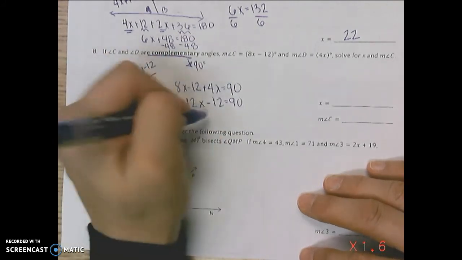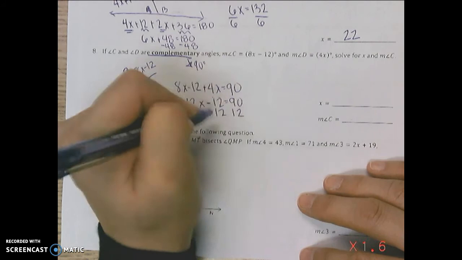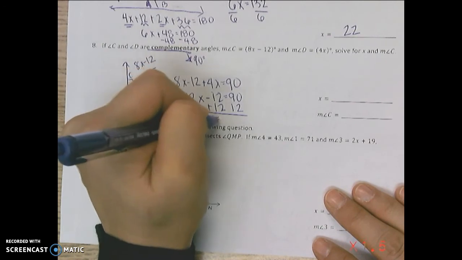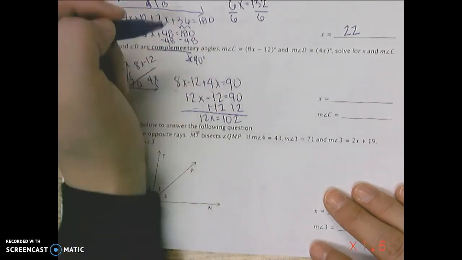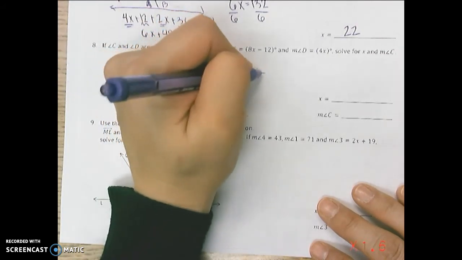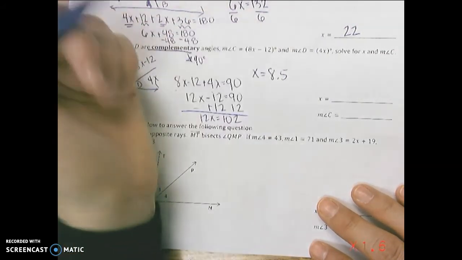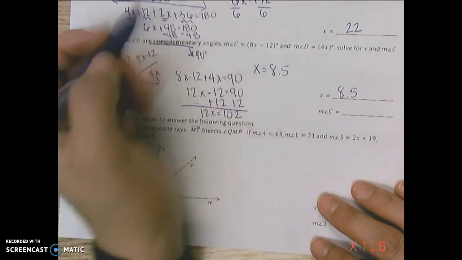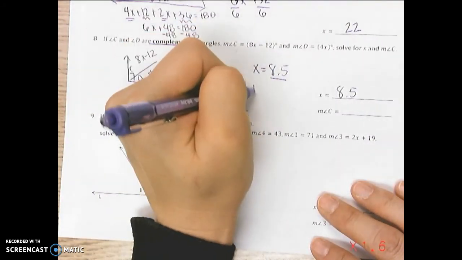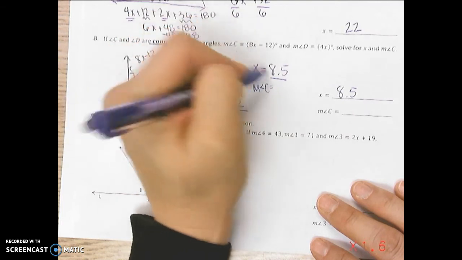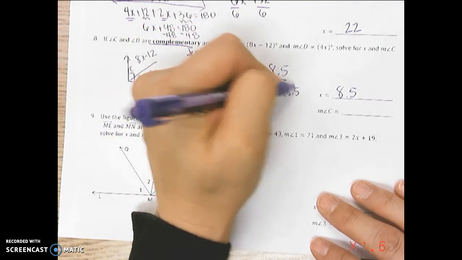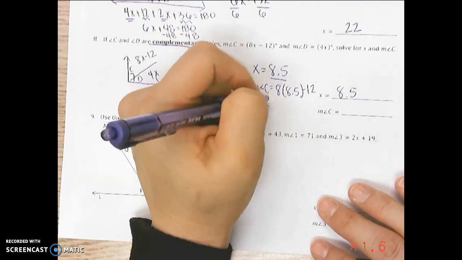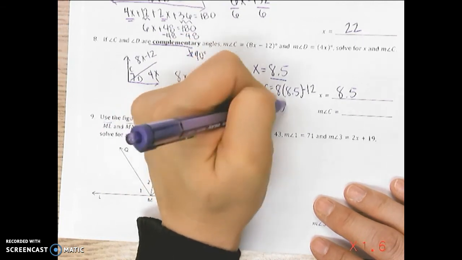I need to get 12x alone, so I'm going to add 12 to both sides. And I'll end up with 12x equals 102. Unfortunately, when I divide 102 by 12, x is a decimal. We don't love it, but that's the reality. So now I need to find the measure of angle C. I'm going to take this x and plug it back in. The measure of angle C equals 8 times 8.5 minus 12. The measure of angle C equals 56 degrees.